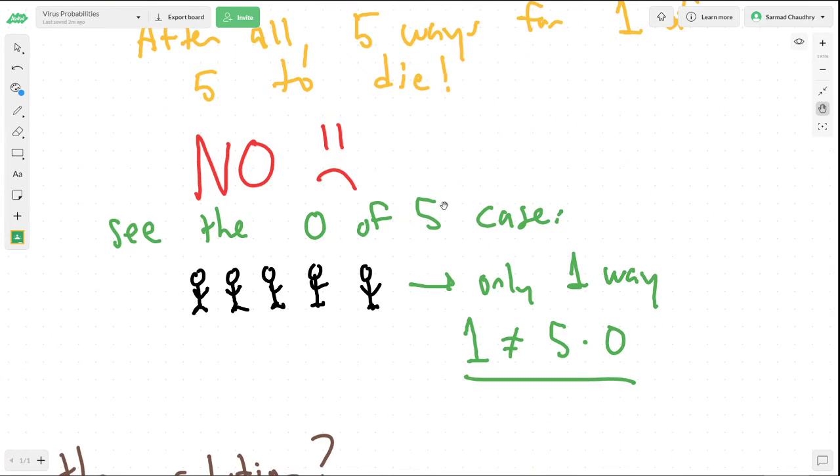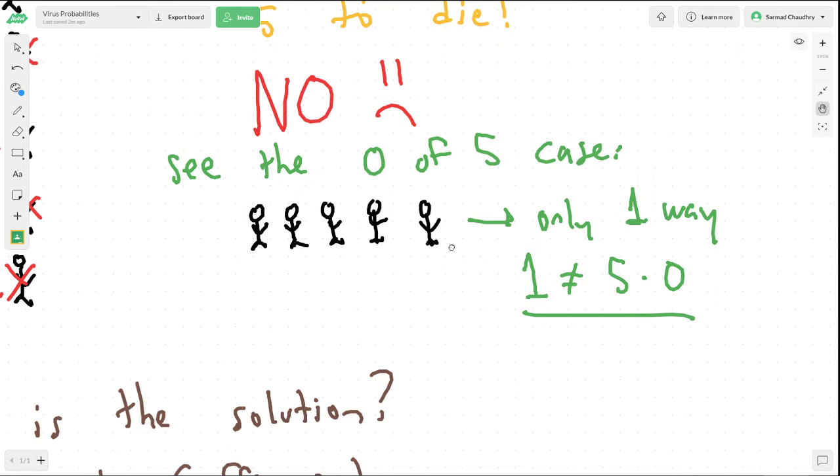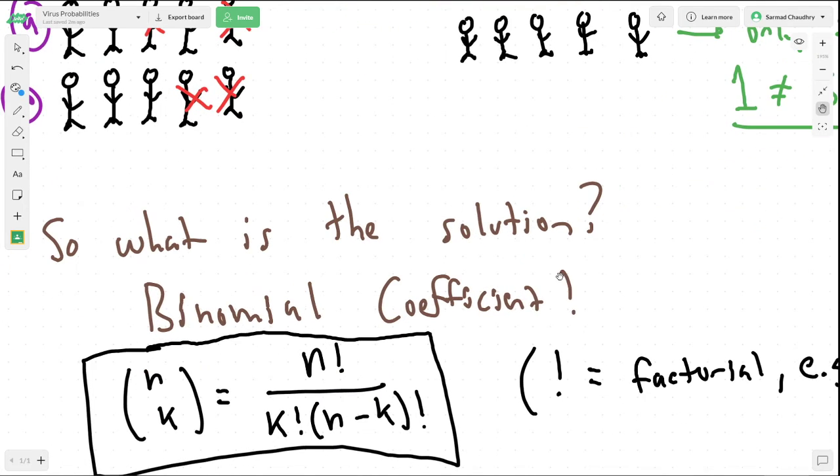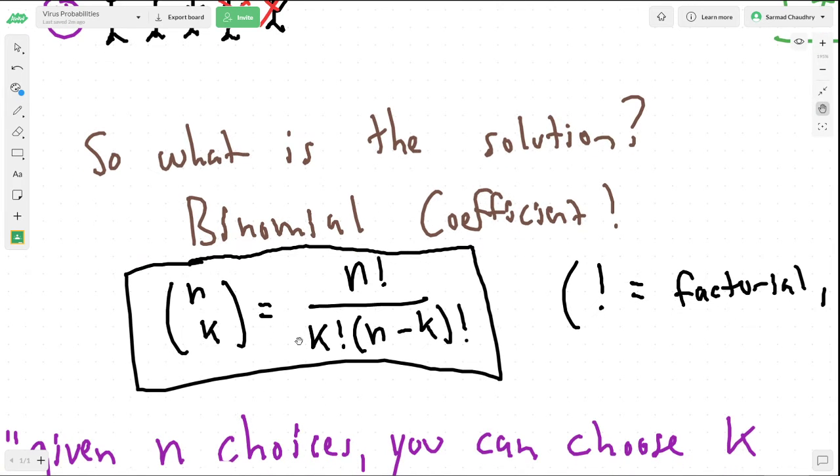There's got to be some other way to figure out the number of ways that a certain amount of people out of a certain group will die. The solution is called the binomial coefficient. And I know it looks ugly. I always forget what the formula is. I always have to go to Wikipedia to look it up. But basically, it's represented by this n over k in parentheses. And it breaks down to this: n factorial divided by k factorial times n minus k factorial.